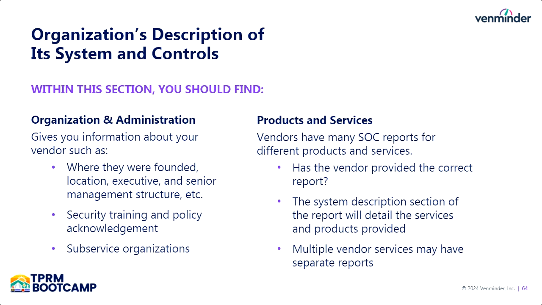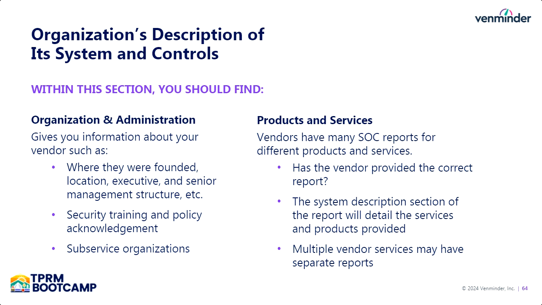So section 3 is the narrative of the report. In most circumstances, this is the meatiest part of the report. You're going to find areas like the organization and administration. Some things that you want to look for here are: who's the vendor? What about them? Do they have executive and senior management structure? Are they providing security training and policy acknowledgments? Who are their subservice organizations? That's a very important piece. And then the products and services that are covered under the report.